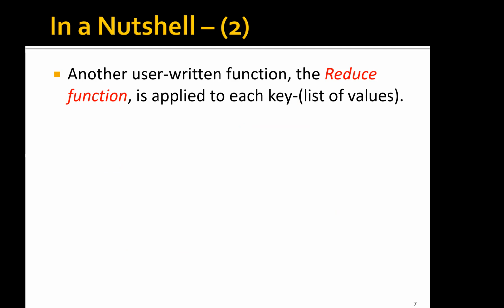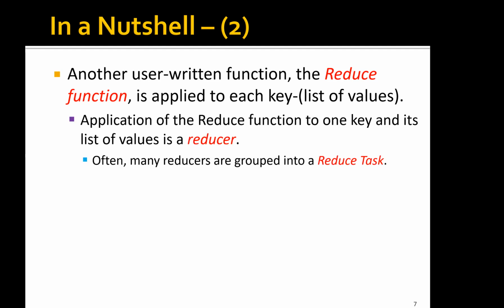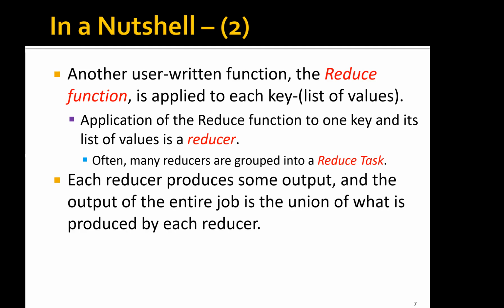Then the programmer is writing another function called the reduce function that takes key and list of values arguments and produces objects of some other type. One application of the reduce function to a single key and its list of values is called a reducer. This turns out to be very important in the theory. But in practice, many reducers will be grouped into a single reduce task, and the reduce task is the unit of parallelism. And as I said, each reducer will produce some output, and the output of the MapReduce job is the union of what each reducer produces.